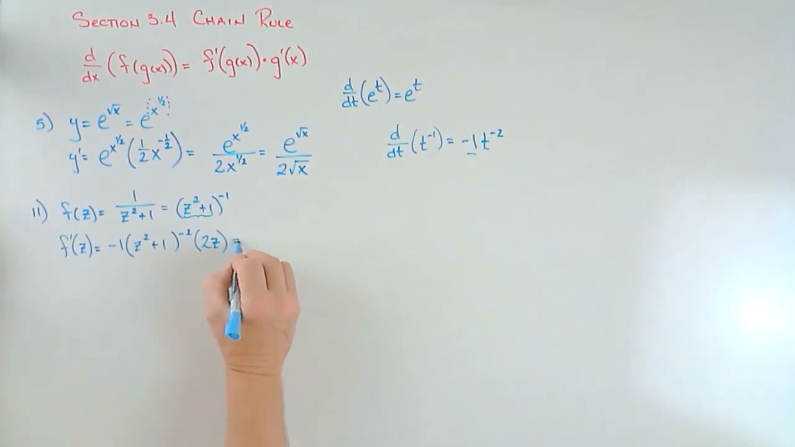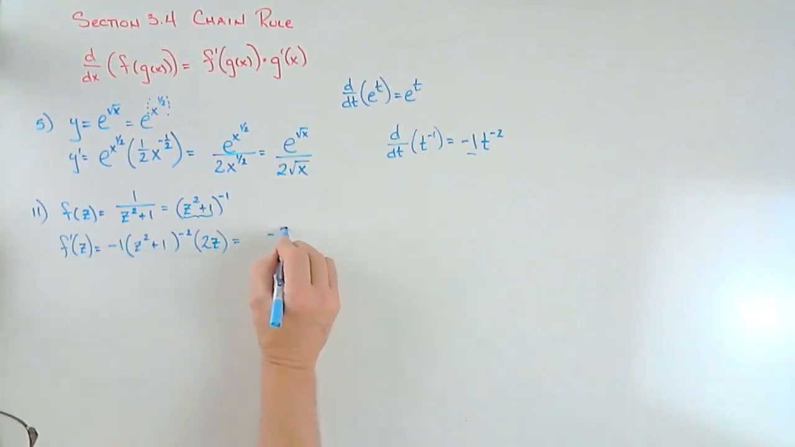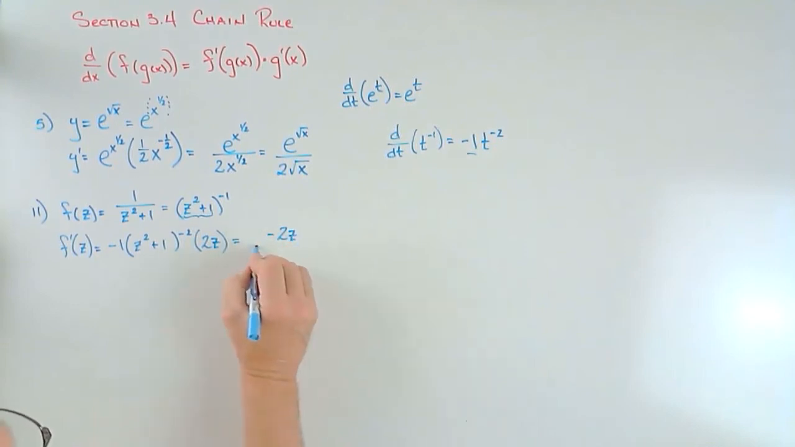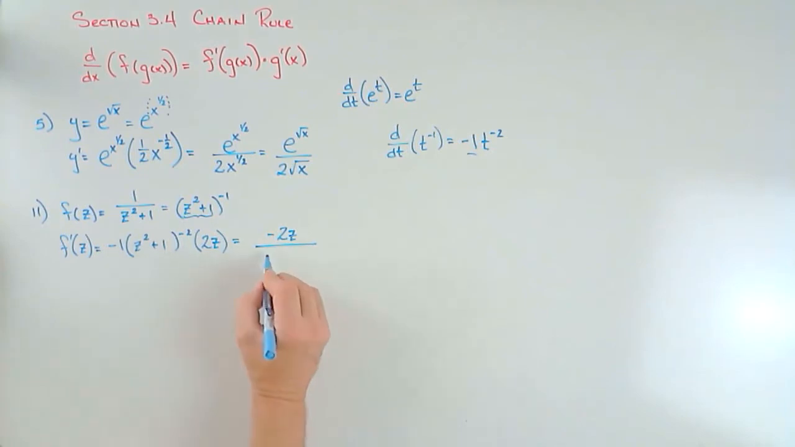And again, if we're going to clean that up, this has a negative exponent. Here's a minus sign. So that's going to be negative 2z. And our exponent here being negative is going to force this into the denominator. So we have z squared plus 1 squared. Okay, so that's number 11.